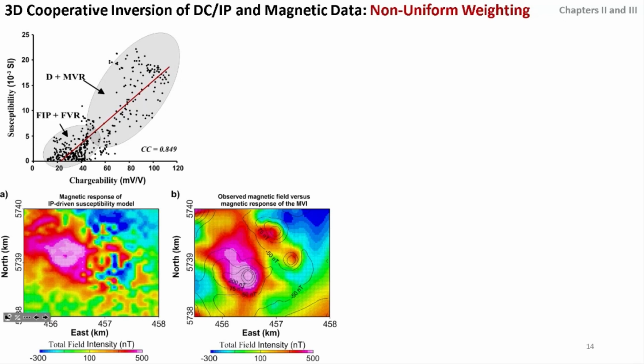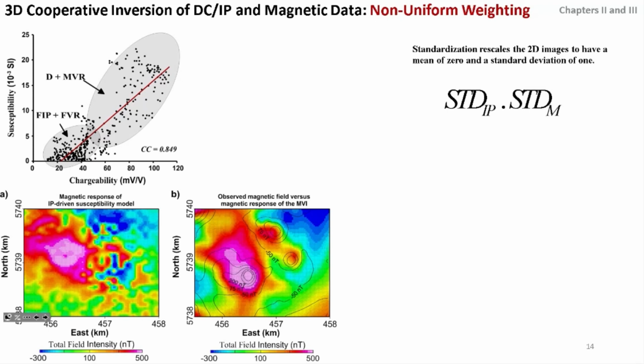Therefore, in places with more similarities between these two maps, we are able to let DC-IP modify the magnetic susceptibilities. And in places with less similarities, the inversion procedure is forced to get susceptibility information from the observed total field intensities.